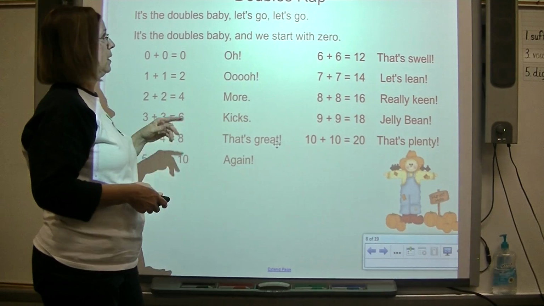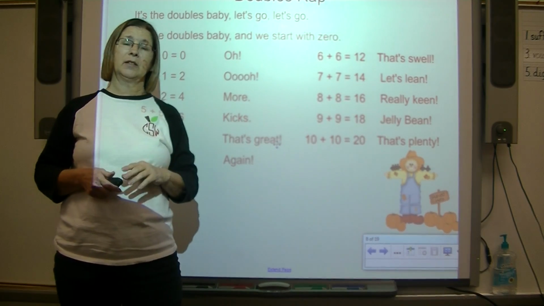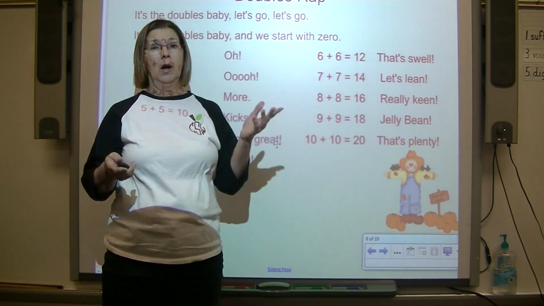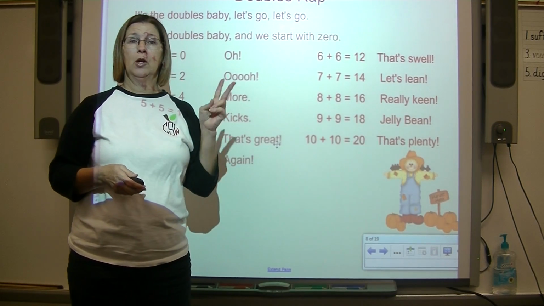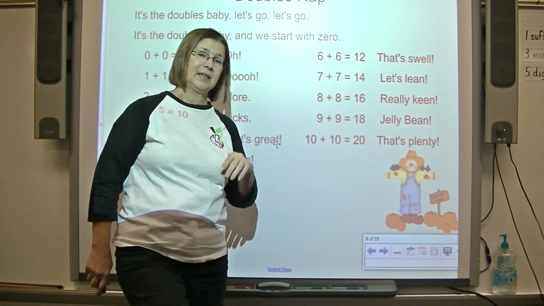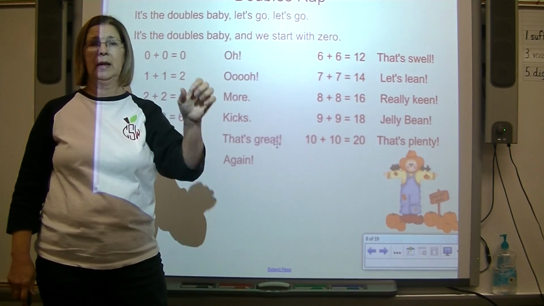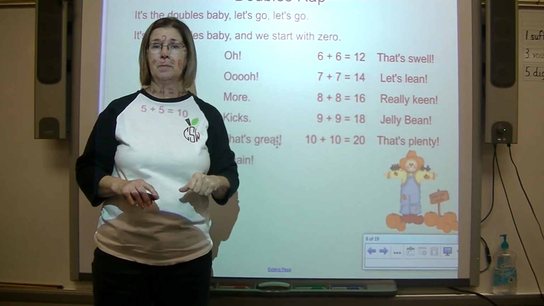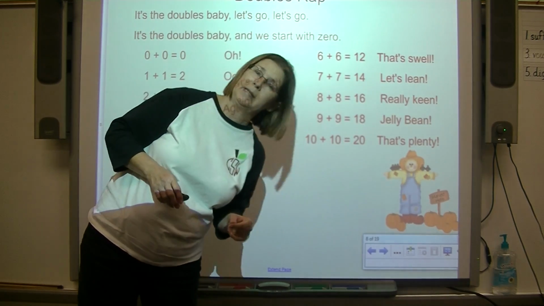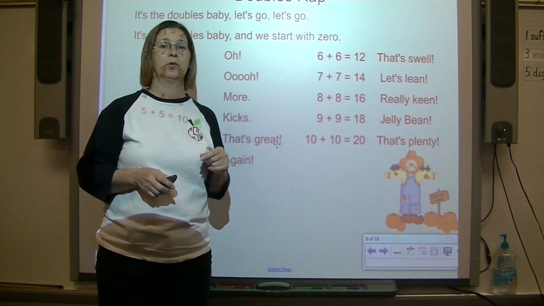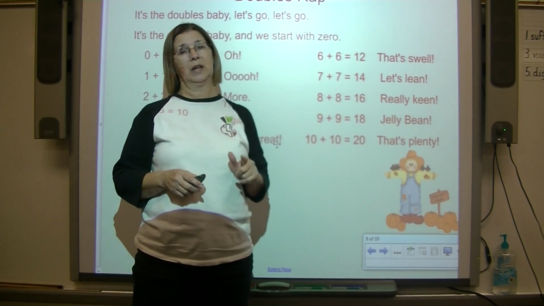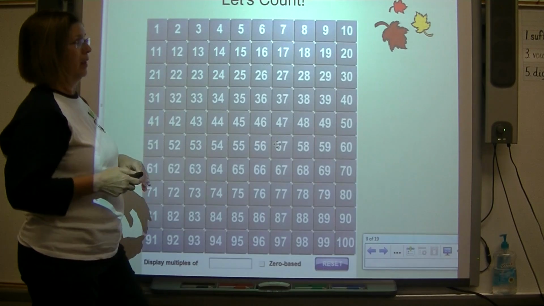All right, let's do the doubles rap. Here we go. It's the doubles, baby. Let's go, let's go. It's the doubles, baby. And we start with zero. Zero plus zero is zero. One plus one is two. Two plus two is four. Three plus three... six plus six is 12. That's swell. Seven plus seven is 14. Let's lean. Eight plus eight is 16. Really keen. Nine plus nine is 18. Jelly bean. Ten plus ten is 20. That's plenty.